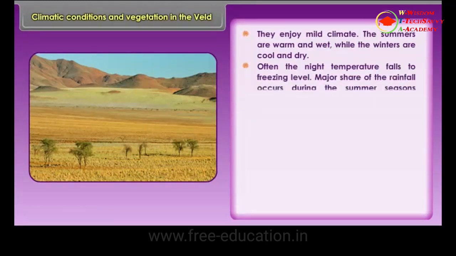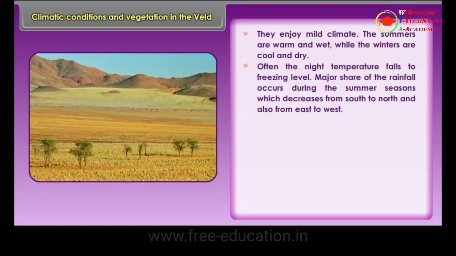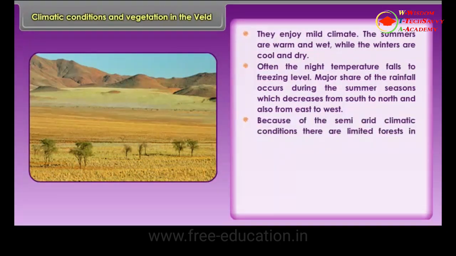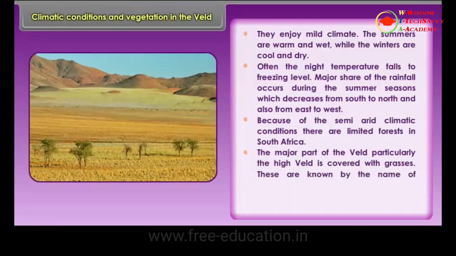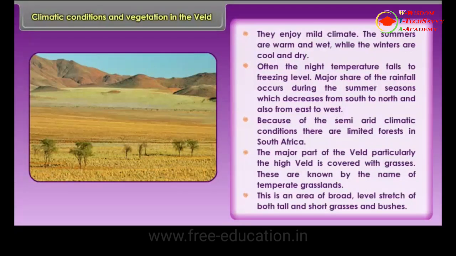Major share of the rainfall occurs during the summer seasons, which decreases from south to north and also from east to west. Because of the semi-arid climatic conditions, there are limited forests in South Africa. The major part of the veldt, particularly the high veldt, is covered with grasses. These are known by the name of temperate grasslands. This is an area of broad, level stretch of both tall and short grasses and bushes.